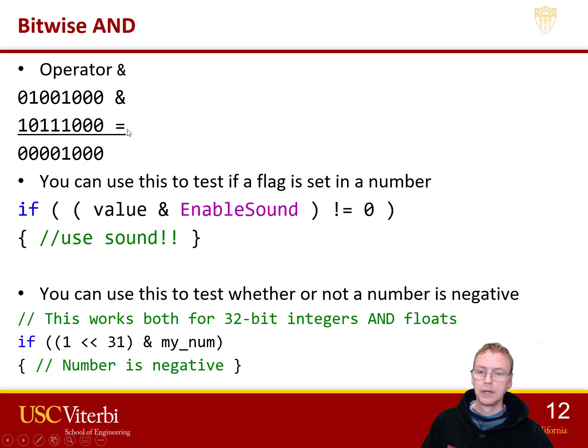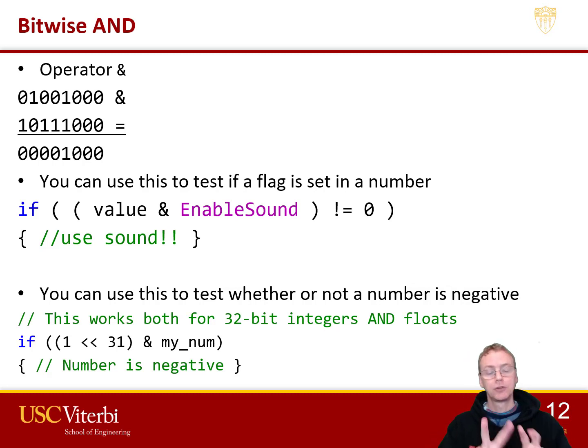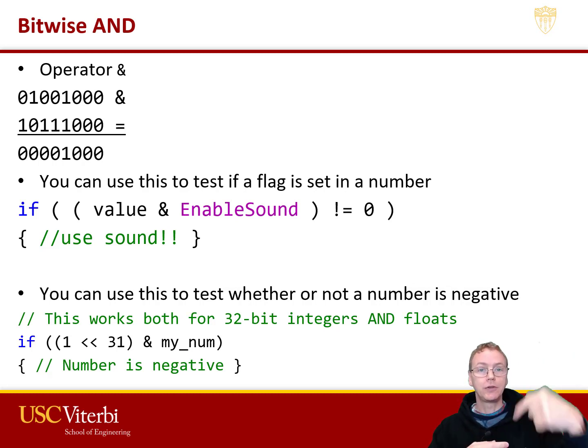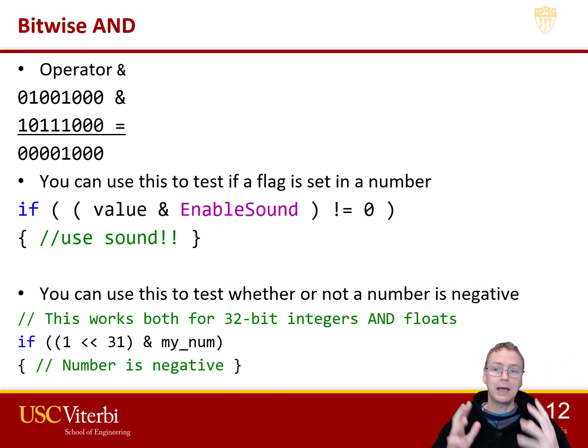All right, next up. Like the OR, we have an AND. The AND operator, just like the OR, instead of putting two ampersands, you put one ampersand. Two ampersands means logical AND: if this is true and this is true. The single ampersand says take every bit individually and do the AND operation bit by bit.